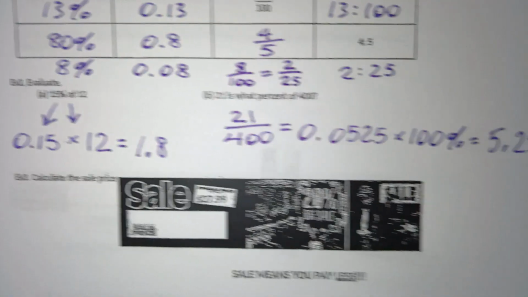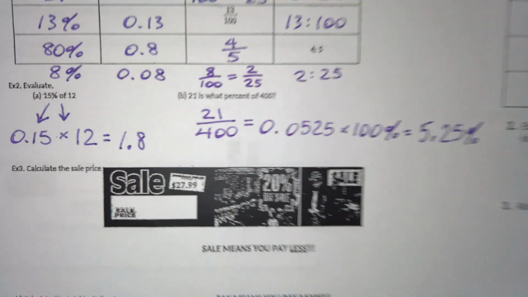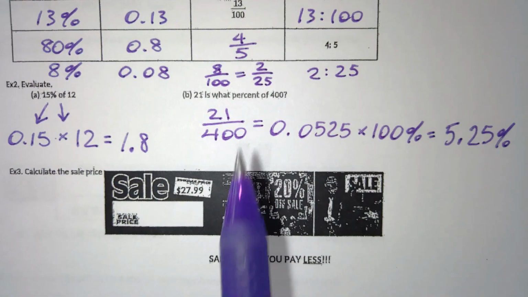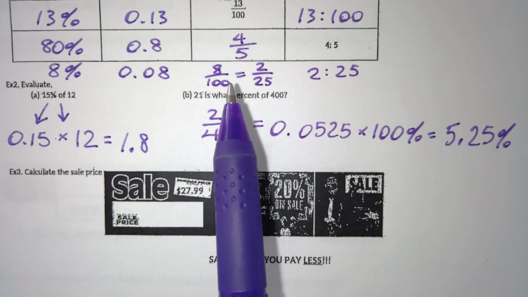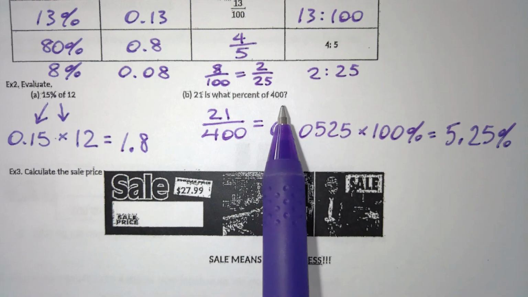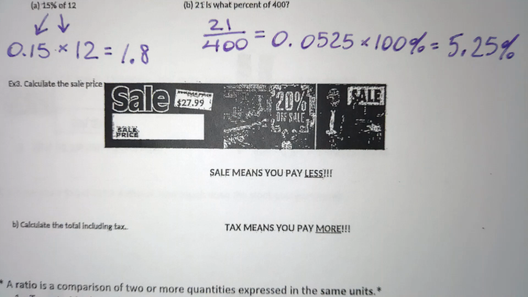Okay, so the wording sounds weird. 21 is what percent of 400, but the math is easy. So why do I write it like this then? Because EQAO writes it like that. Again, I'm just telling you the language that EQAO uses sometimes.